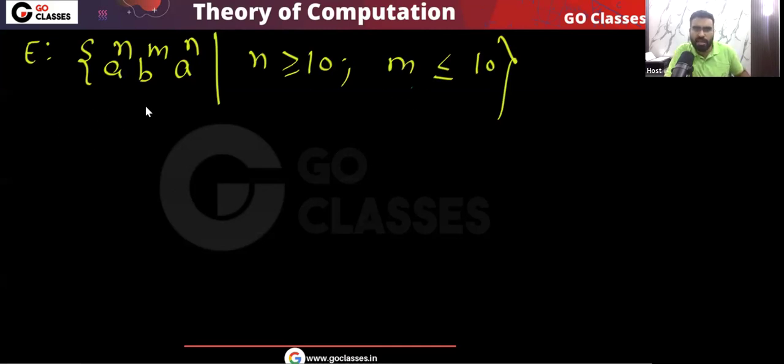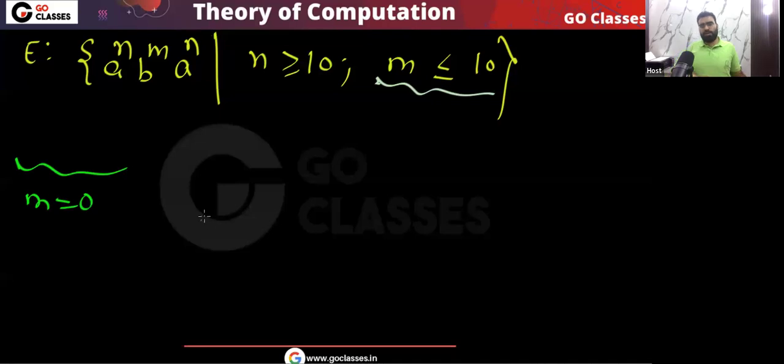Why is this non-regular? See, if you put m equal to 0, what will you get? Let me know, because m is less than or equal to 10. If you put m equal to 0, you will get a power 2n. That is fine, there is no problem here. Yes or no? You will get a power 2n. This is fine. But notice this.